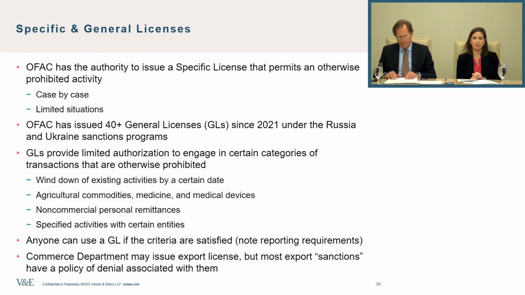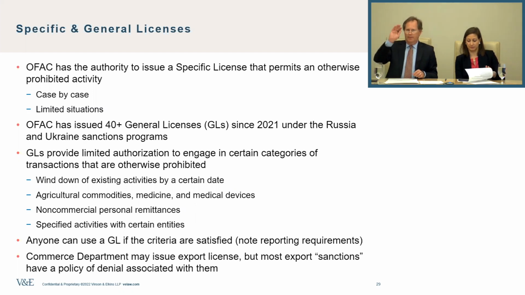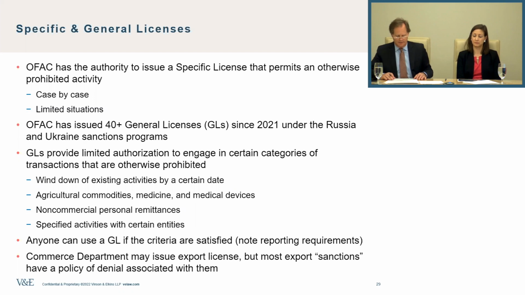So Commerce can issue an export license when we say that a control is in place or an item can't be exported to Russia under the current controls. That means it cannot be exported without a license. You can always ask Commerce for a license when there's a licensing requirement or a control in place. In the case of Russia and Belarus, though, most of the licensing requirements have a policy of denial associated with applications.